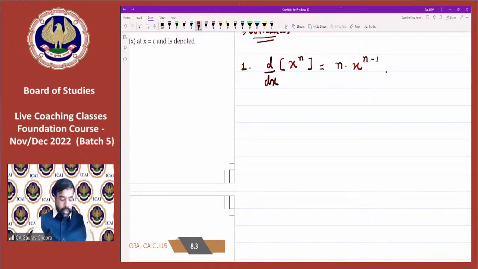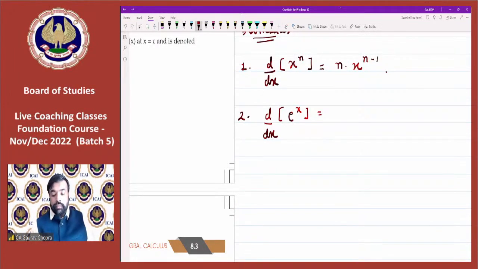All right. Now let us write the second formula: d by dx, that is, the derivative of e to the power of x. Whenever e to the power of x is written, its derivative is the same. There will be no change. So the derivative of e to the power of x is the same e to the power of x. Then the third one.